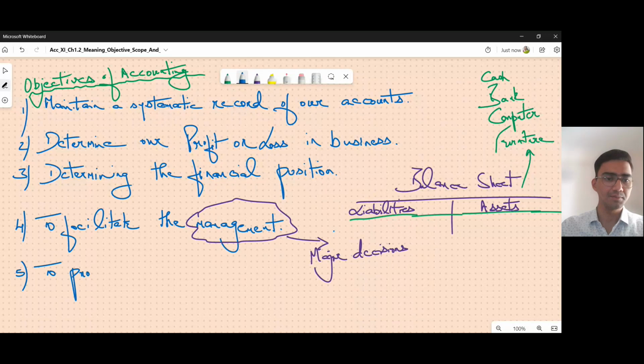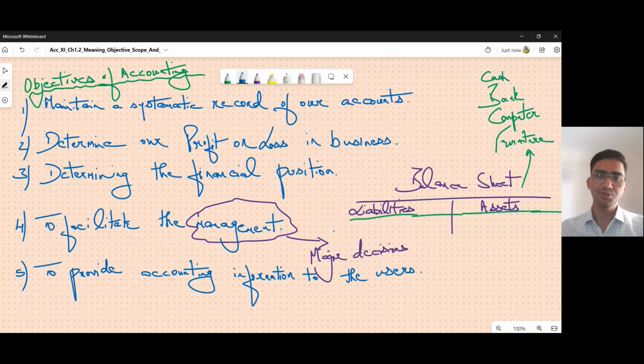The next point is to provide accounting information to the users. Now, who are the users? Users could be so many, and we'll talk about it in a little while. But just for the sake of telling you about this point, I'll give you an example of some users.